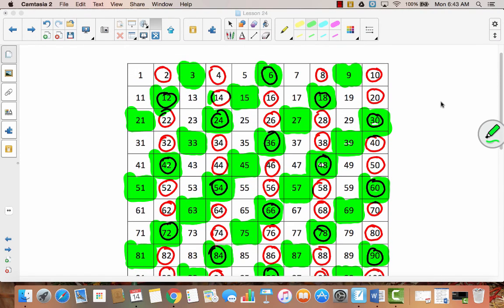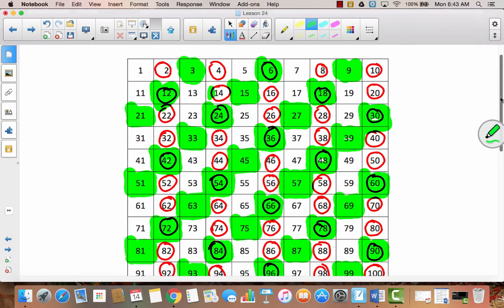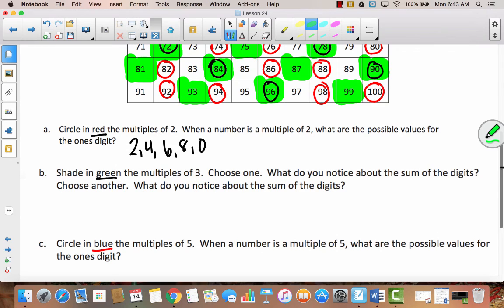Okay, so did you notice a pattern? I bet yours looks a little bit nicer than mine. Mine looks a little bit sloppy, but did you start to notice a pattern? I'm pretty sure that we did this in our Zern lesson too, but did you notice the diagonal pattern that you started to see? Now, it says, what do you notice about the sum of the digits?